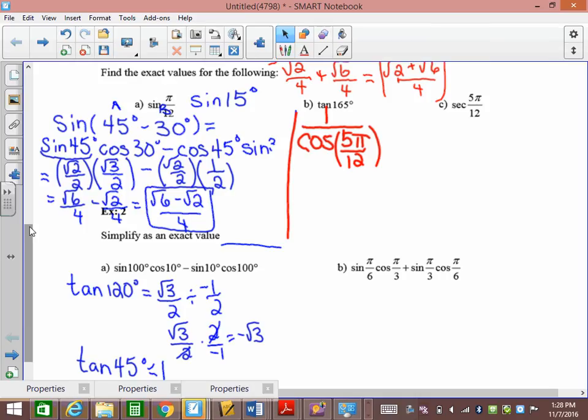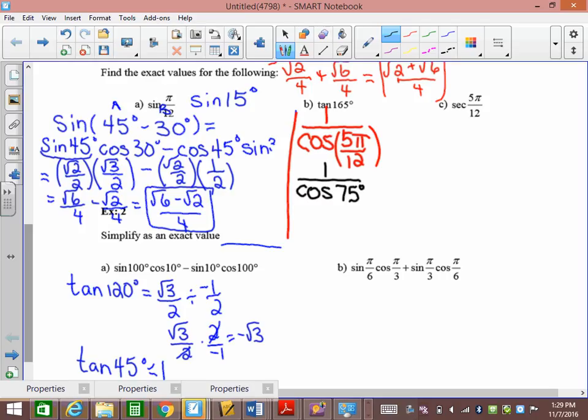What is 5 pi over 12 in degrees? What'd you get? 75. So we're going to go 1 over cos 75. Cos of 75 is just 30 plus 45, right? So we're going to do 1 over cos 30 plus 45.